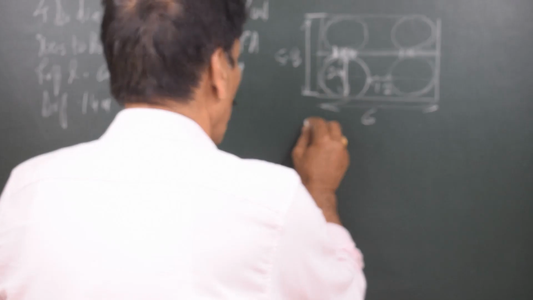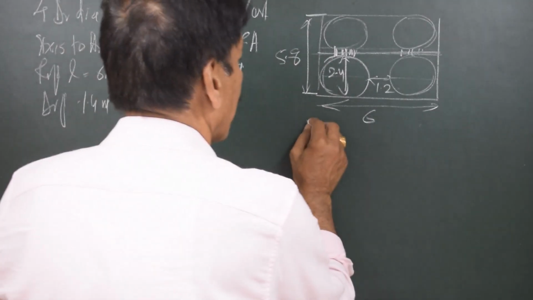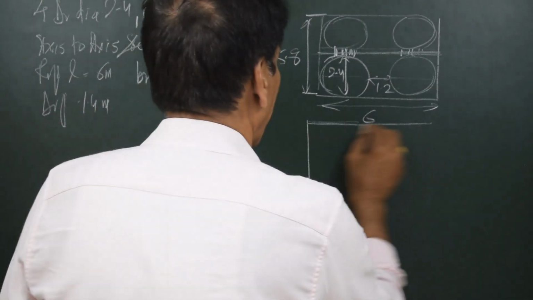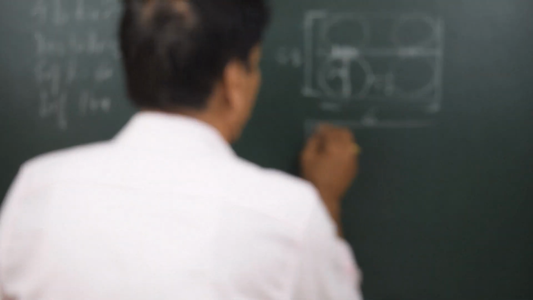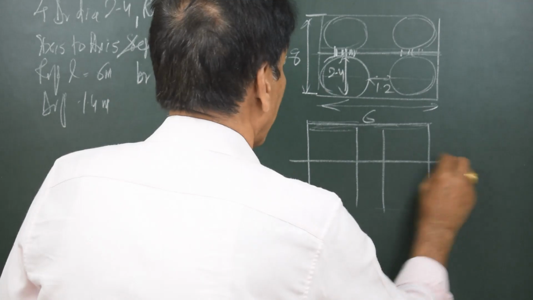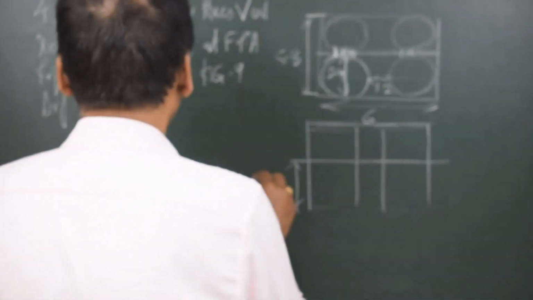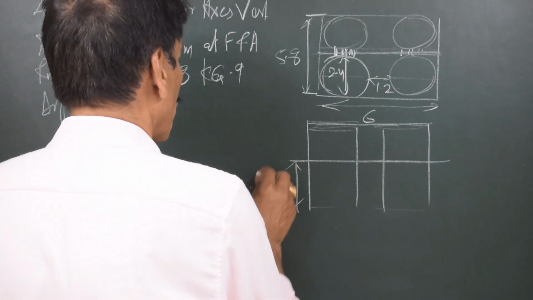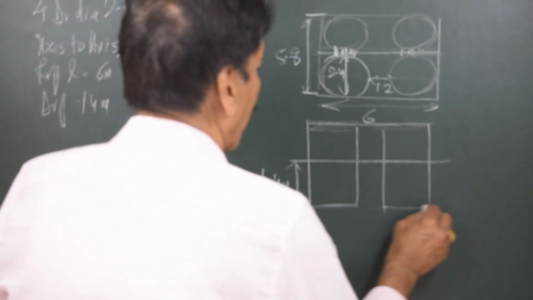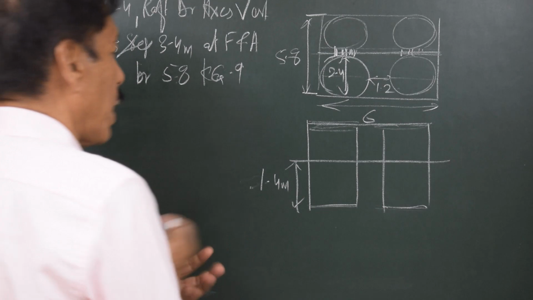Now if we look at the raft from the sides, drums being vertical, the drum height is 2.4 meters, draft is 1.4 meters, right? Let us find out underwater volume.